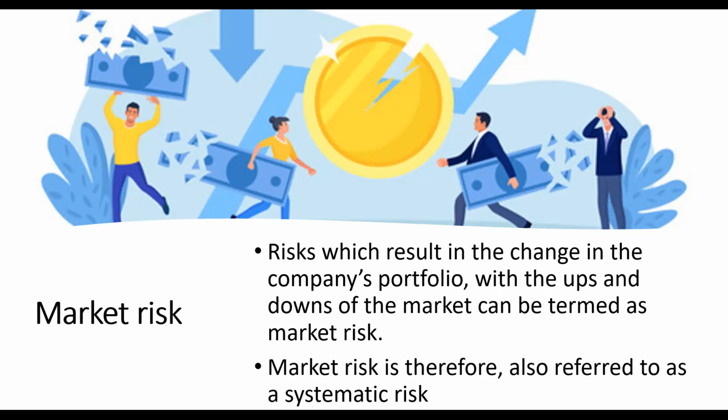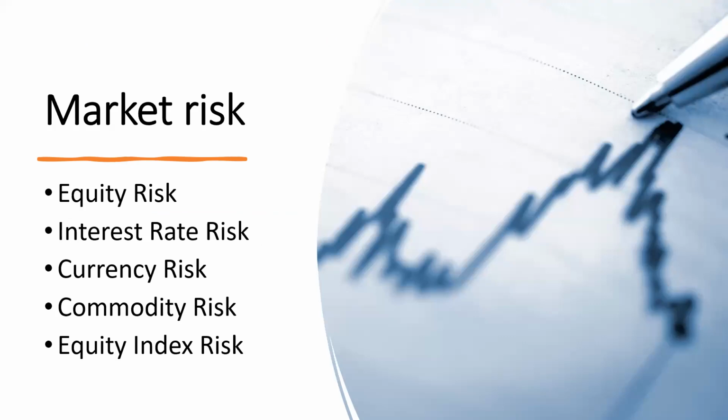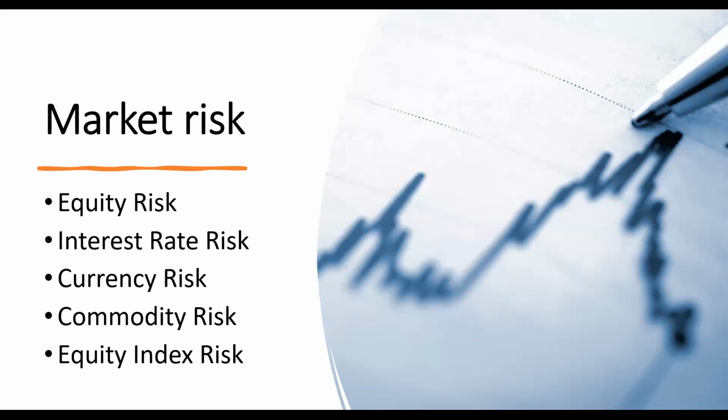So when we are discussing more about market risk, it can be divided again into five types. That is equity risk, interest rate risk, currency risk, commodity risk, and equity index risk. So let us discuss each type of risk one by one. First one is equity risk. What is equity risk? So think that there is any risk associated with changes in the price of the security which are traded in the stock exchange.